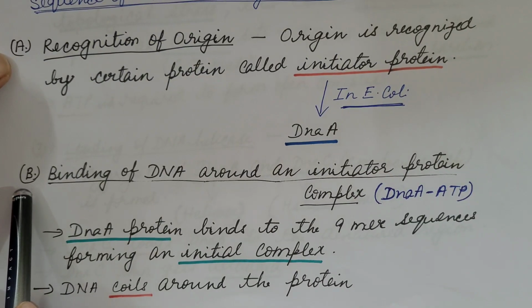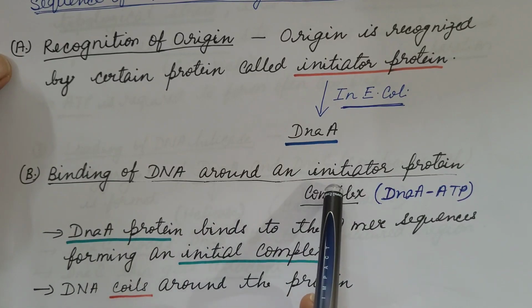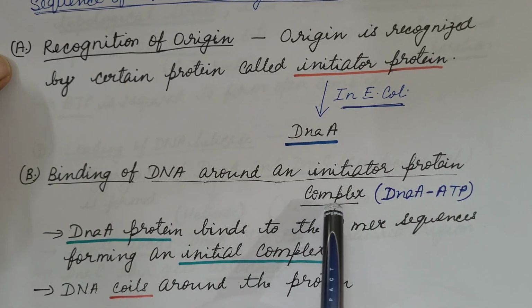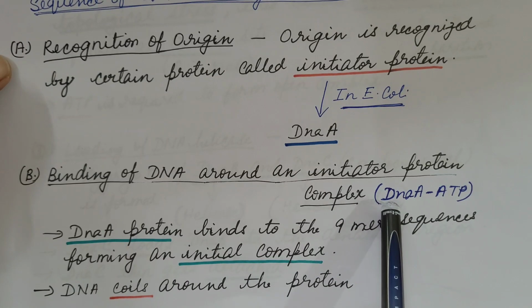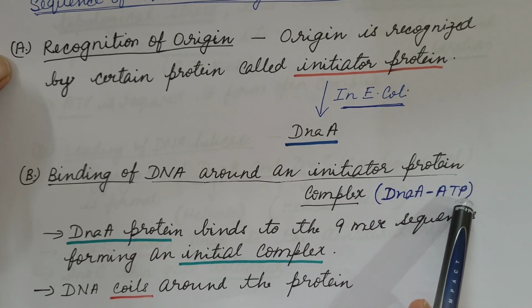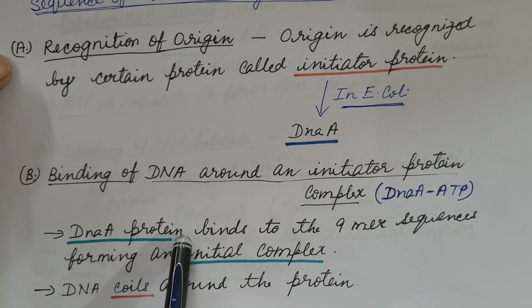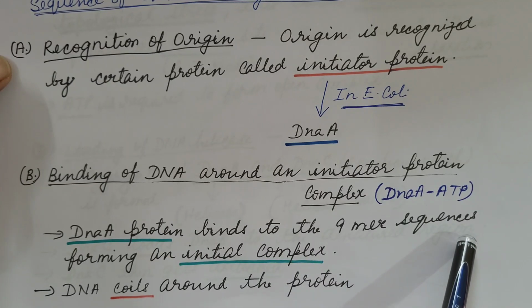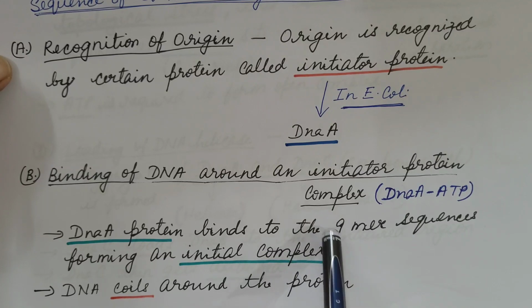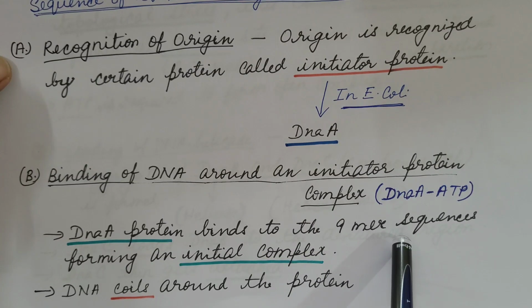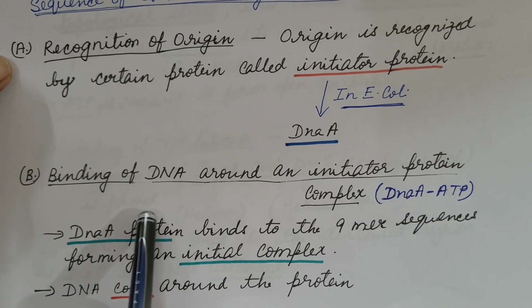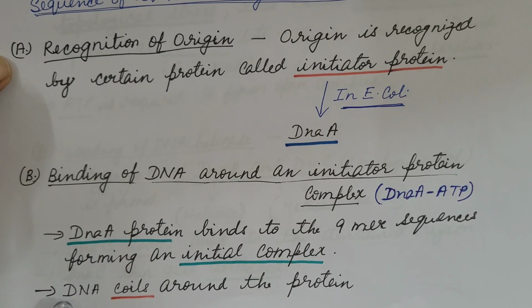Now second is binding of DNA around the initiator protein complex, which consists of DnaA and ATP. DnaA protein binds to the 9-mer sequences, forming an initial complex, because the 9-mer sequence is the binding site of DnaA protein. DNA coils around the protein.